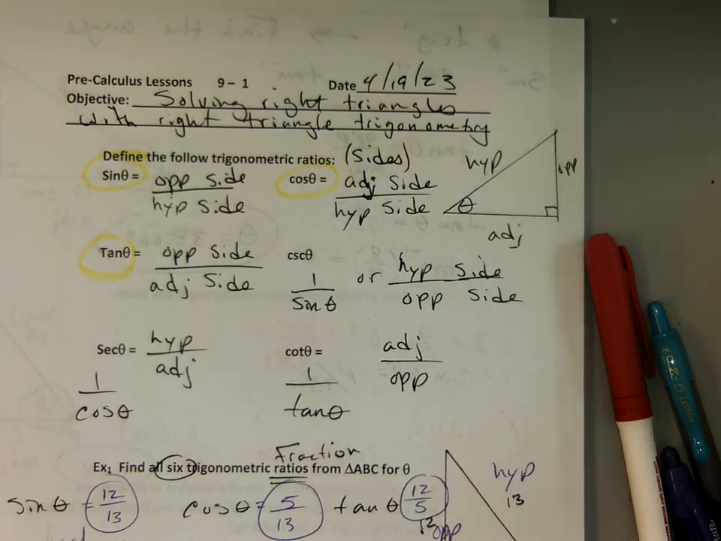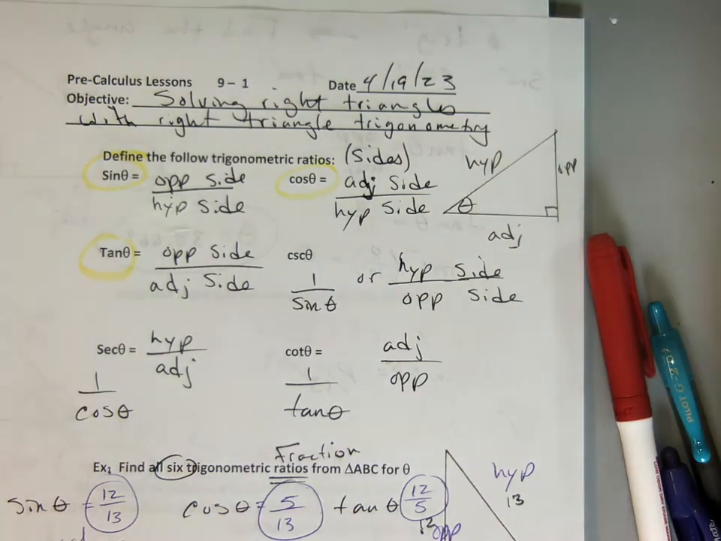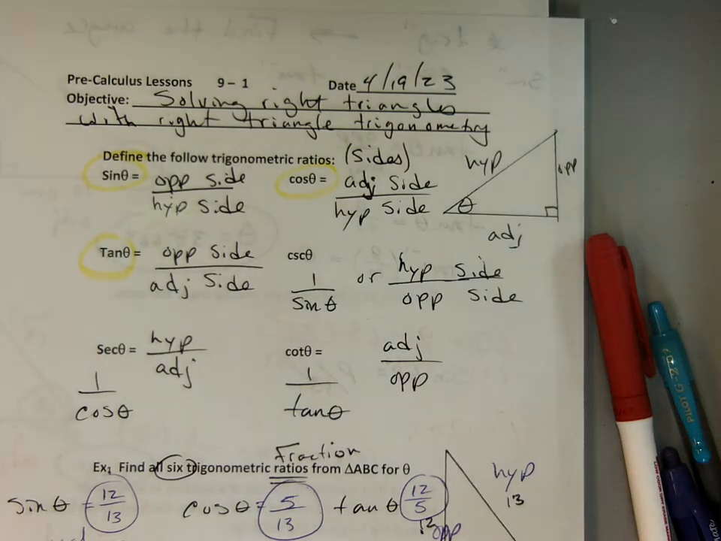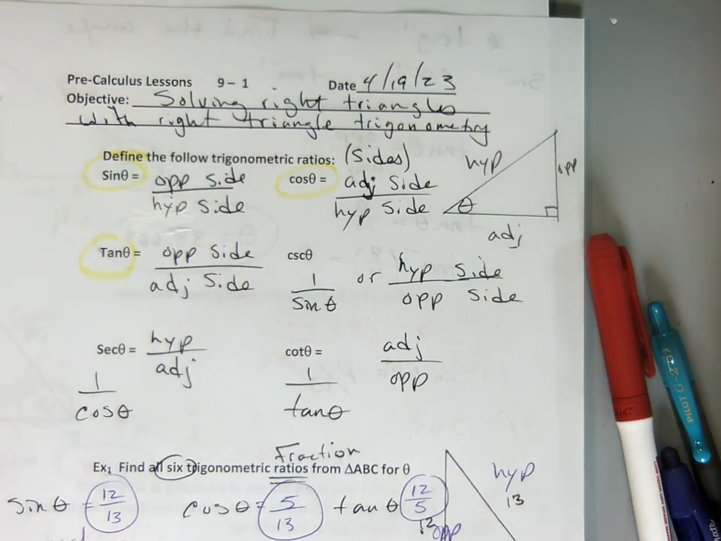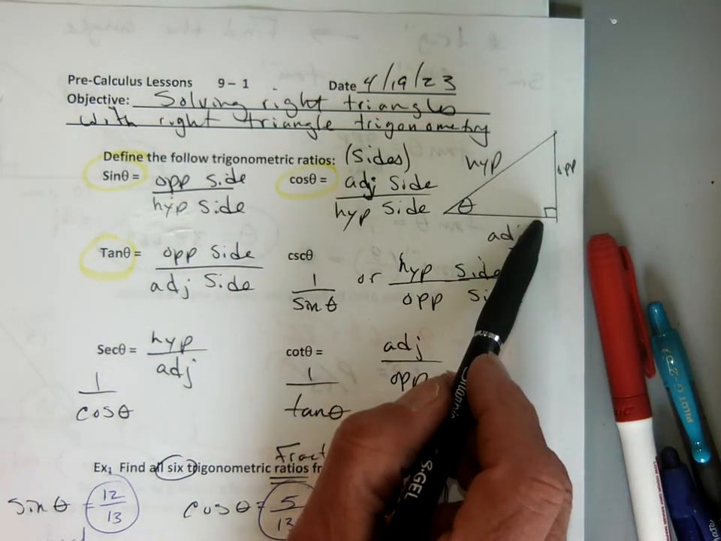Okay, everybody, let's recap the lesson. So we jumped to chapter 9. We're doing right triangle trig for a little bit. Hopefully we remember this, but it's called right triangle trig because it's a right triangle.